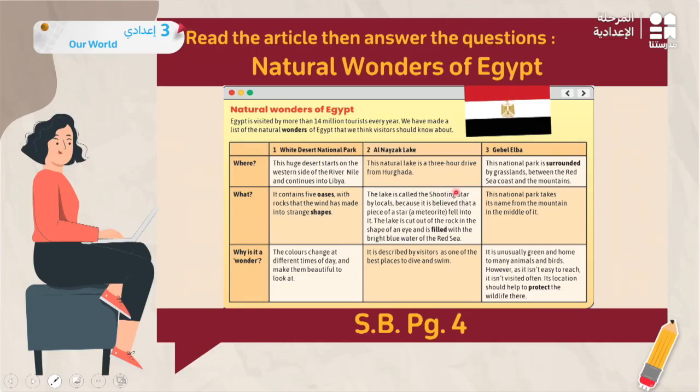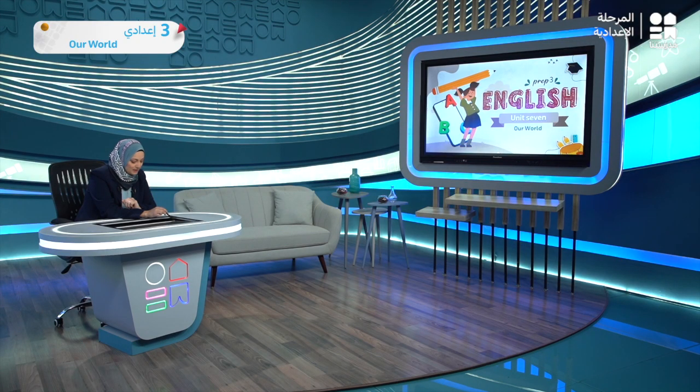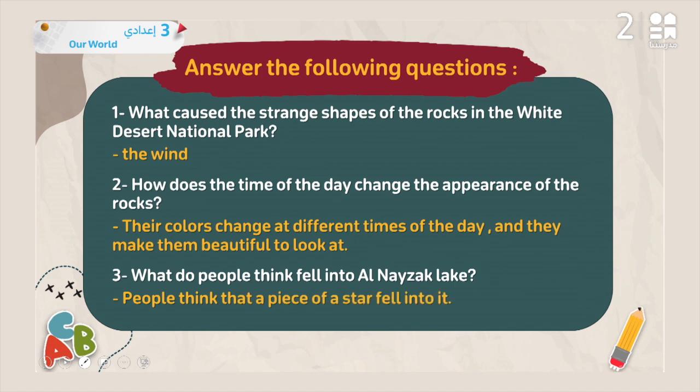This is Al-Nizak Lake. Because it is believed that a piece of star fell into it. A piece of star or a meteoroid. هما مقتنعين إن في جزء من النجوم وقع فيها، عشان كده هو اسمه النيزك ليك أو نيزك وقع فيه. People think that a piece of a star fell into it.